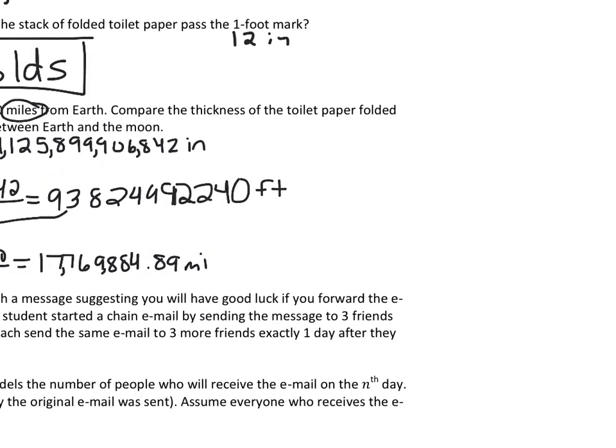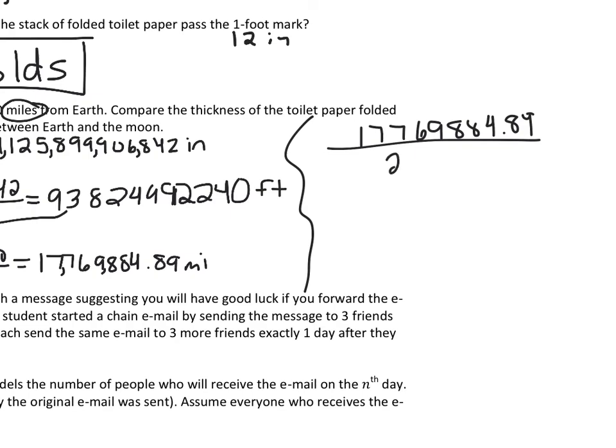I'm going to move over a little bit. So I'm going to take this number, 17,769,884.89. Now I'm going to divide it by the distance from Earth to moon. When you divide that, you get 74.04 and so on. Okay, so that means the thickness of the toilet paper is about 74 times as big as the distance from the Earth to the moon. That's crazy to think about.